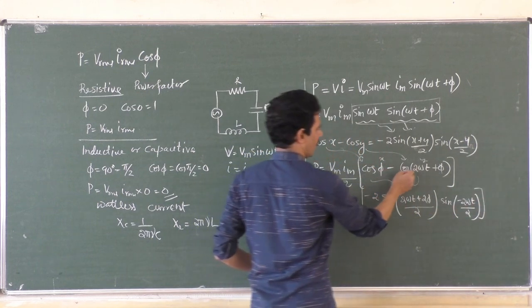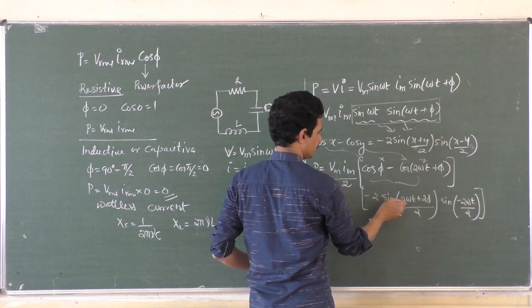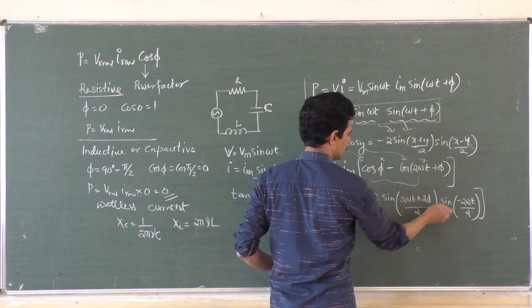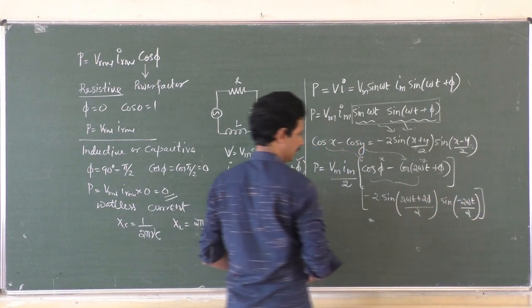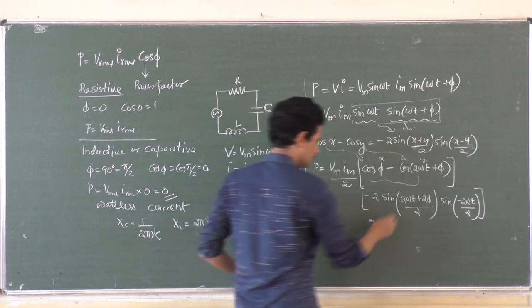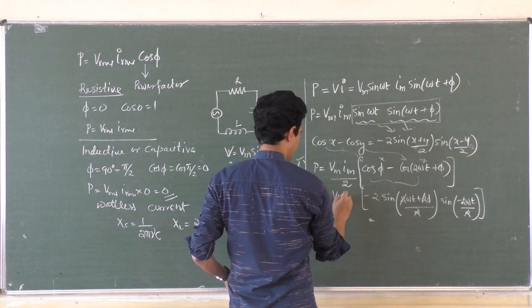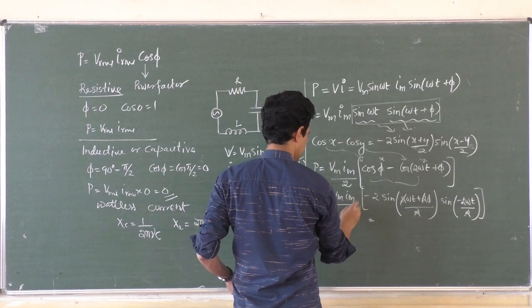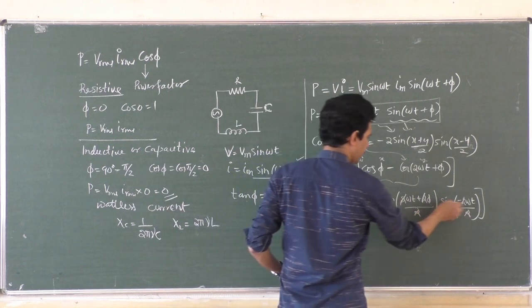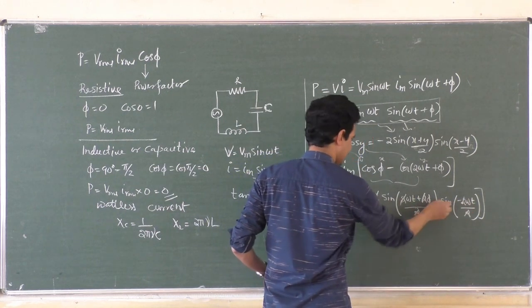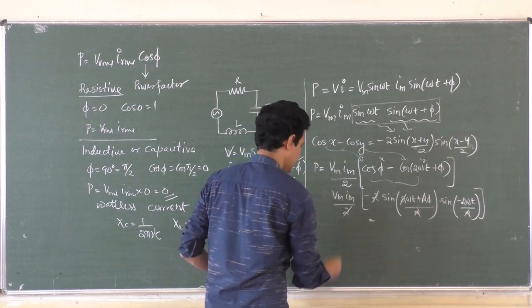Cos phi minus cos 2 omega t plus phi is minus 2 sin 2 omega t plus 2 phi by 2, sin 2 minus 2 omega t plus by 2. This 2 gets cancelled, right? This 2 gets cancelled, and here you have Vm Im by 2, and this 2 gets cancelled, and sine of minus theta is minus sine theta. That minus sign gets cancelled. So finally what will remain?